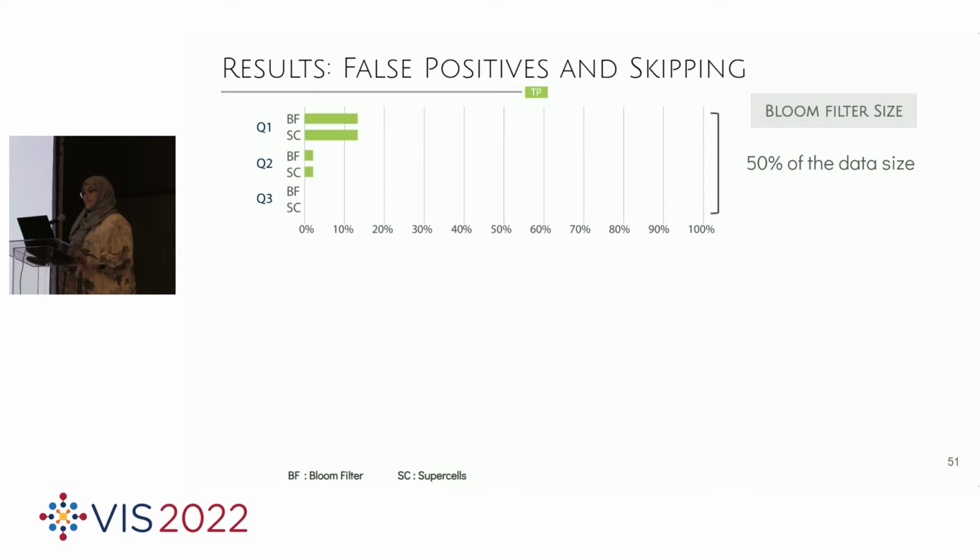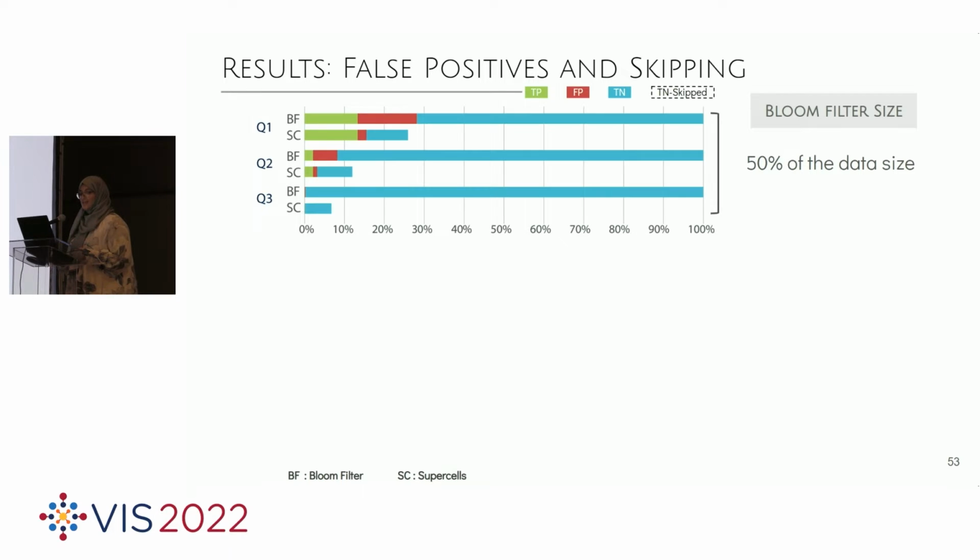So first here, the number of true positives shown in green depends on the query, and it's not depending on the method. But the number of false positives, as seen here in red, is actually reduced significantly after using the supercells. And then we can also see that the supercells skipped a significant portion of all the true negatives.